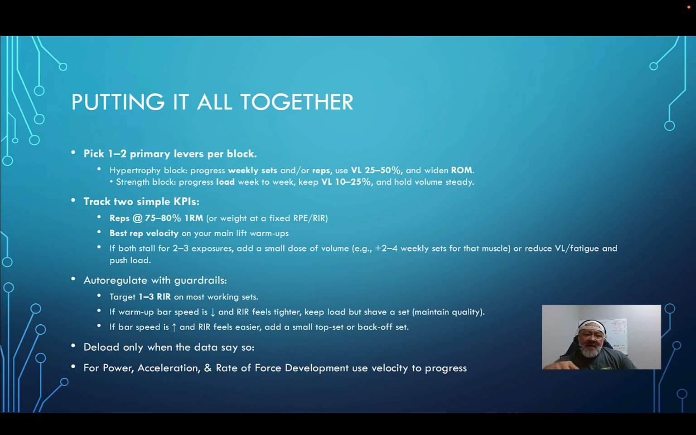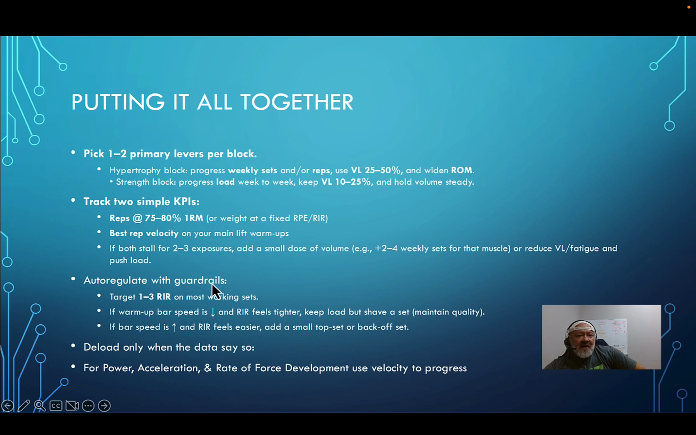So maybe track 2 simple KPIs like reps at 75 to 80% of the 1RM, or weight at a fixed RPE or RIR, and then you get your best rep velocity on your main lift warm ups, and you can start to determine whether you want to do the deload or not. If both stall for 2 to 3 exposures, add a small dose of volume, like plus 2 to 4 weekly sets for that muscle, or reduce velocity loss, fatigue, and push the load. So you can use these to determine what to do, as opposed to just randomly saying, "Hey, we're going to deload this week." Use those warm up sets to determine what you're going to do.